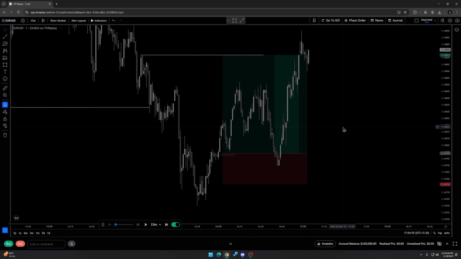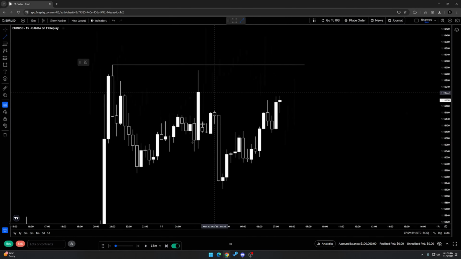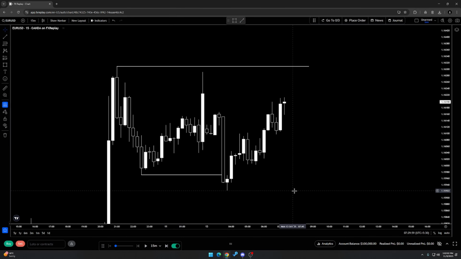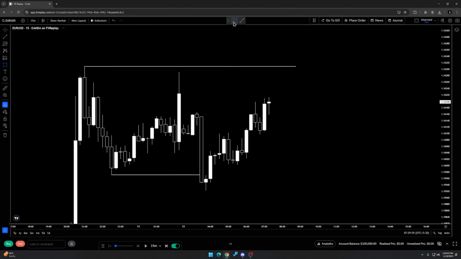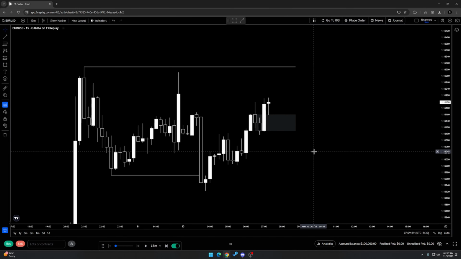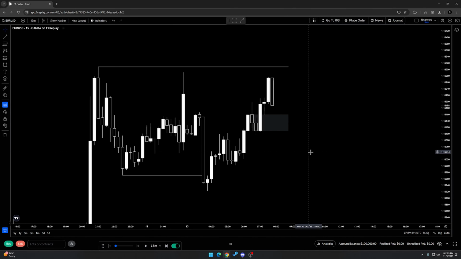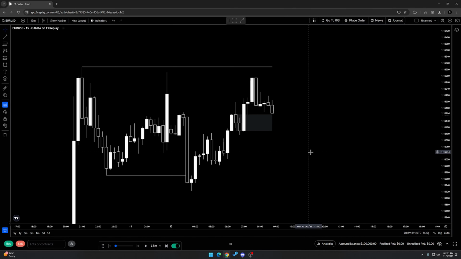Alright, now for our final example. Here, the market sweeps the 15-minute sell-side liquidity, but notice, price has already moved quite a bit toward our buy-side liquidity. Still, we can see a nice 15-minute order block, so we'll mark that out and wait to see if price retraces back into it before taking the buy-side liquidity.